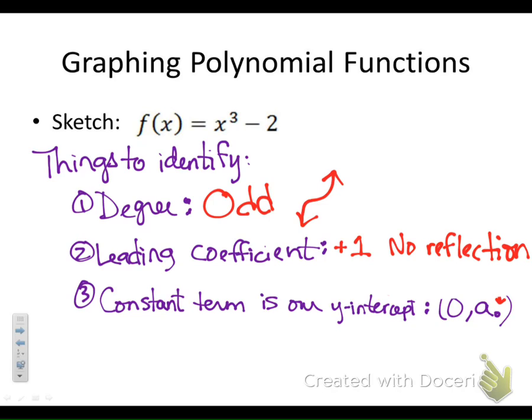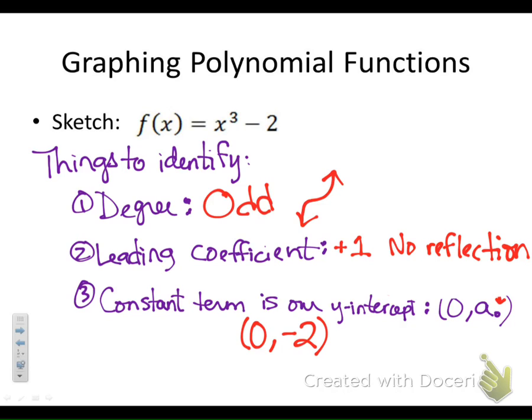And last, we need to determine what our constant term is. Do we even have one? Our y-intercept is when you plug a 0 into x and it spits out your constant term. You can always do the math, like put in 0. What's 0 cubed minus 2? Just left with negative 2. So we're going to graph the point 0, negative 2.